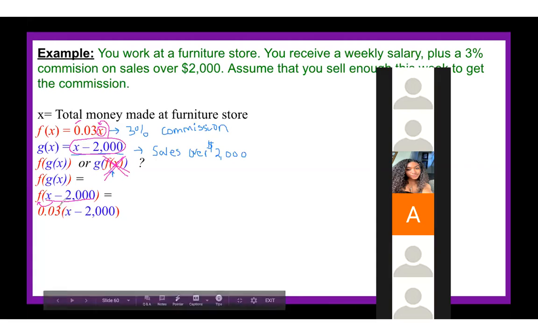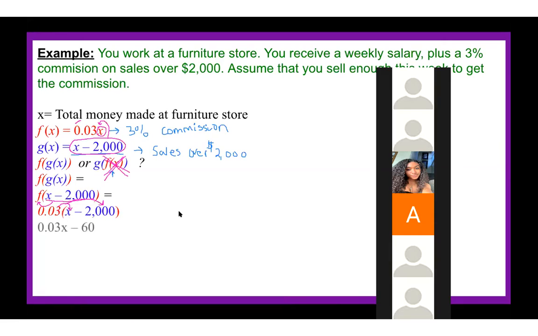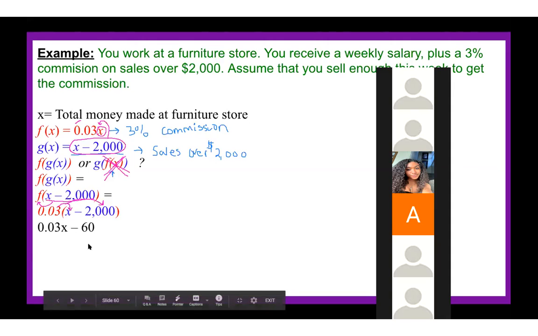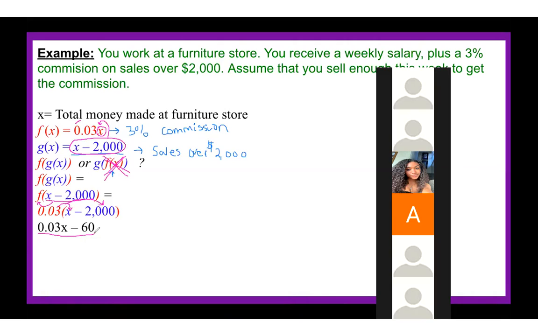So 0.03 is going to get multiplied here to x, and 0.03 needs to get multiplied to $2,000. You could totally use a calculator for that part, but this one's going to become 0.03x minus 60. You could use your phone. If you do 0.03 times 2,000, you're going to get 60 as your answer. So this right here looks like it's fully simplified. There's no more like terms I can add. So this looks like it's our new function. This is going to represent the total money that actually goes into our pocket.